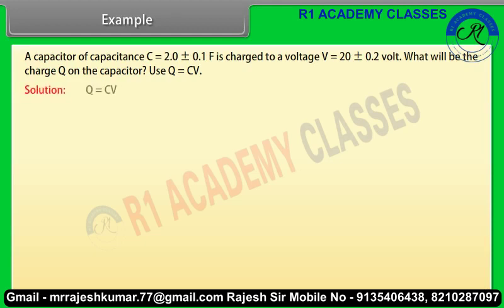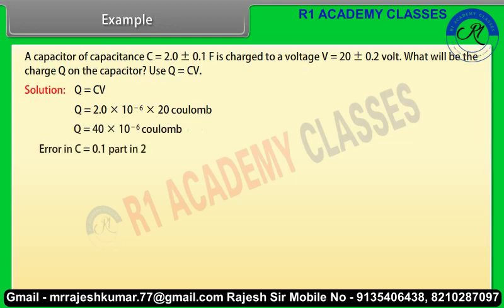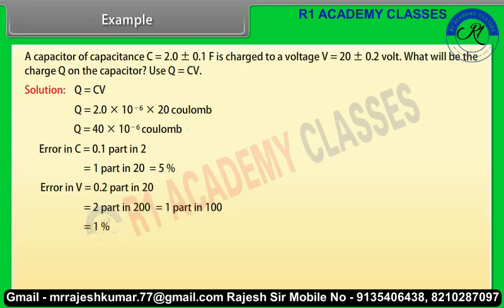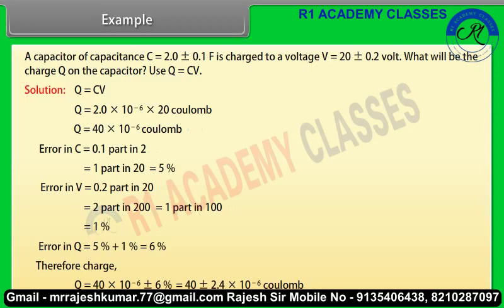Let us see the solution. Q = CV. On calculating, we get Q = 40 × 10^-6 coulomb. Error in C is 0.1 part in 2, which is 5%. Error in V is 0.2 part in 20, which is 1%. Error in Q is 5% + 1% = 6%. Therefore, charge Q = 40 ± 2.4 × 10^-6 coulomb.